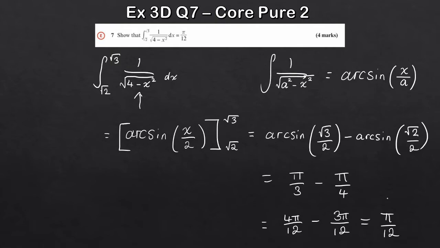So the key for that question is spotting straight away that this integral is in the correct form. You don't even need to do any modifications to it, which is not usually the case with these questions. But sometimes, if it's early on in the exam, you might get lucky and get one. You don't need to do anything like that. Okay, so pi over 12, nice and easy.